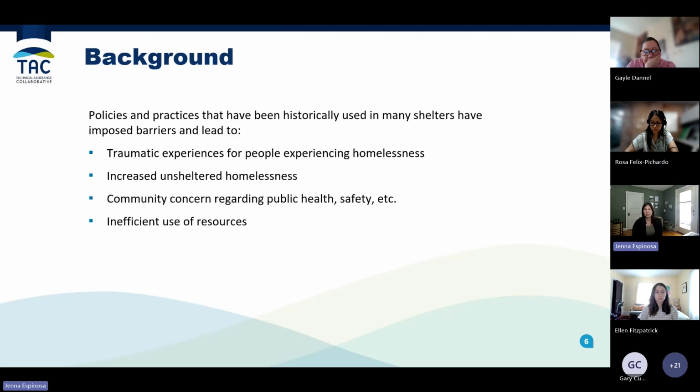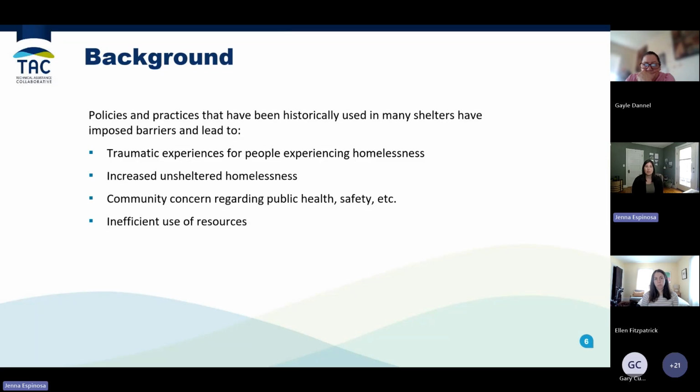And we've seen that lead to this increased unsheltered homelessness. And I think you all have seen an increase in Rhode Island specifically as well, a great deal of increase happening. When that happens, there's also this increased concern from the community at large about public health and safety, and those conversations can get really difficult to have. And also inefficient use of resources as well. We've seen that when people have a safe, consistent place to stay, it is easier for them to move on to housing. And we see a lot of systems get stuck in different areas, and people experiencing homelessness get stuck in different pieces of the system because there isn't that movement through the system.